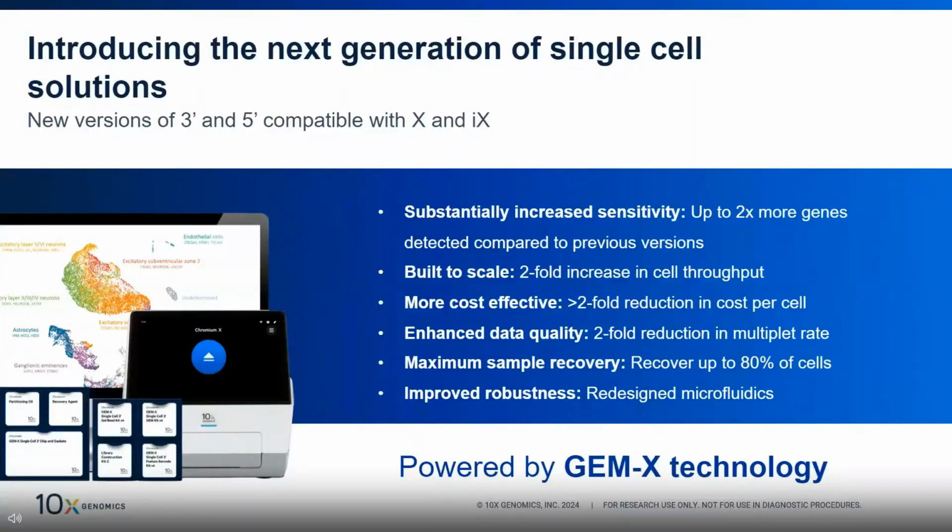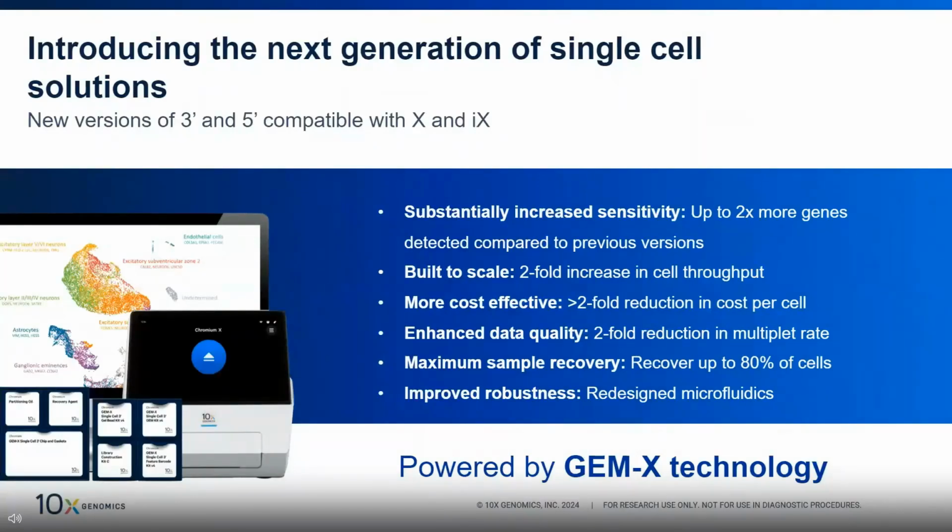So this new version of our single cell technology powered by GEM-X is going to offer substantially increased sensitivity, so you can expect up to 2 times as many genes from your runs compared to the Next GEM technology. The assay also has much higher throughput, so now we can have twice the level of throughput per lane, and this also translates into significantly reduced costs. So we're looking at greater than twofold reductions in the cost per cell when run on the GEM-X technology.